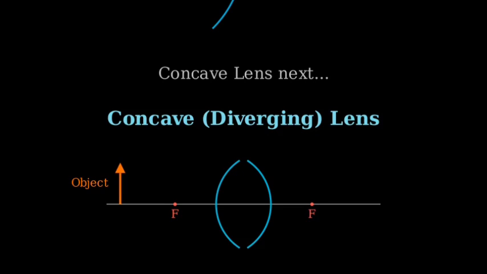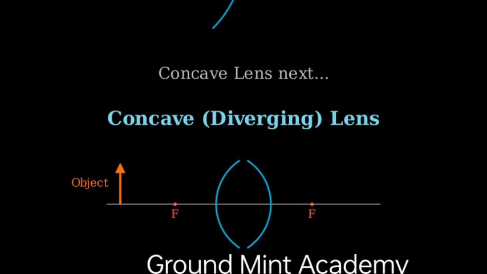We will trace two rays: a parallel ray that refracts and seems to come from the left focal point, and a central ray through the middle of the lens that goes straight. The backward extensions of the refracted rays meet at the virtual image, which is upright and smaller.